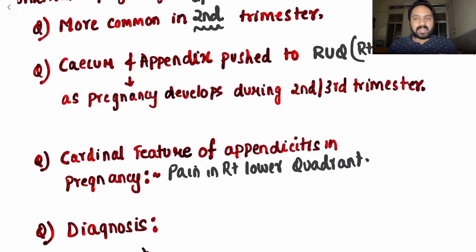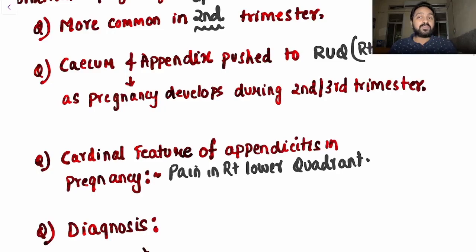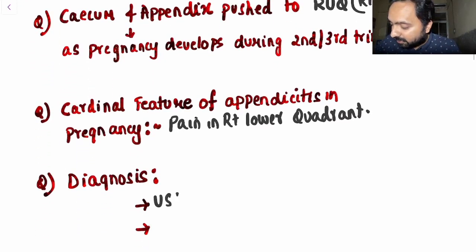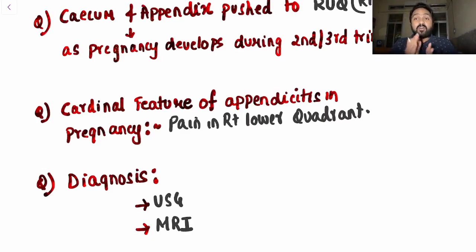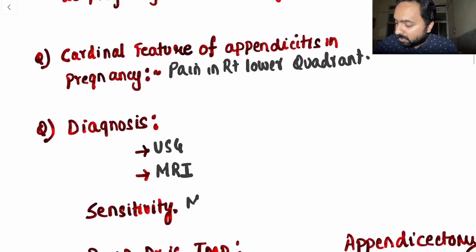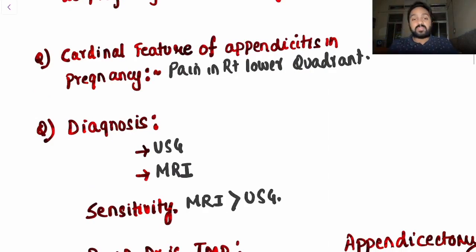Now, regarding diagnosis, it is very essential that you have a diagnosis of appendicitis. For that we need an ultrasound and an MRI. We don't do a CT scan for obvious reasons, as it has radiation hazards. Regarding sensitivity, MRI is definitively more sensitive than USG.